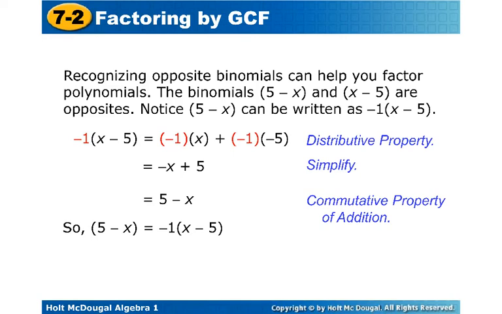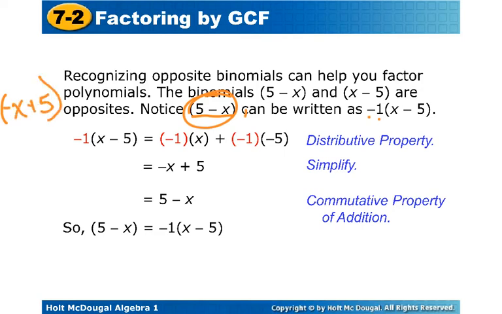Okay, so the binomials x minus 5 and 5 minus x are opposites. So you can rewrite 5 minus x as -1 times x minus 5. So what they did in that case is they first took this middle term, or this term here, and they rewrote it with the x first. So it was like -x plus 5.